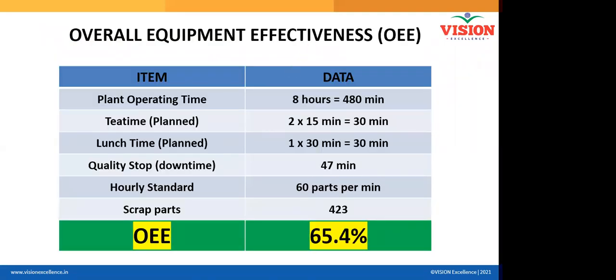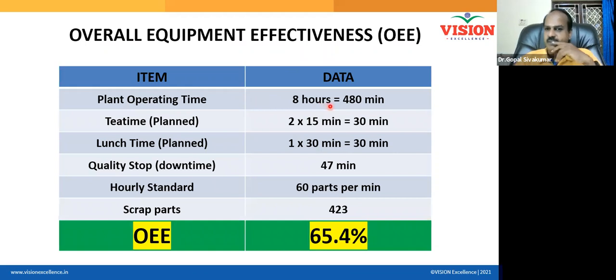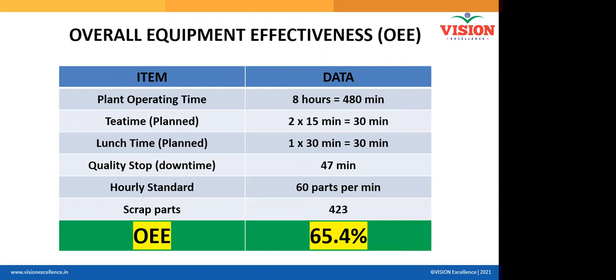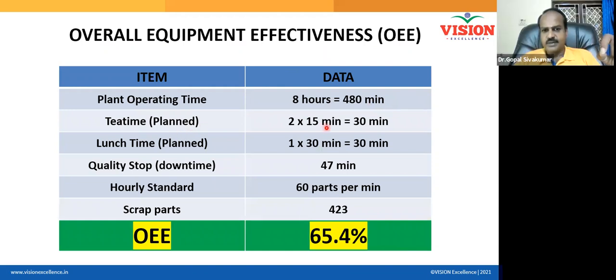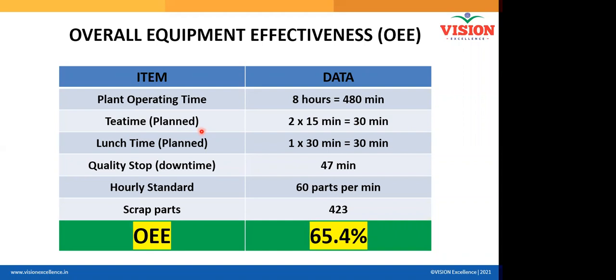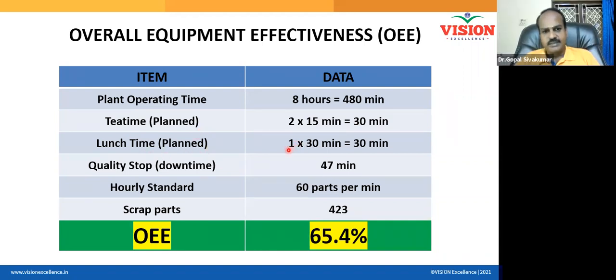Now, a plant operating time is 8 hours. 8 hours means 480 minutes. What is this 480 minutes called? Plant operating time. Tea time is 2 tea breaks. Each tea break is 15 minutes. So total tea time is 30 minutes. Tea time is a planned shutdown or unplanned shutdown? Planned shutdown. Lunch time is also a planned shutdown. And that is how much?